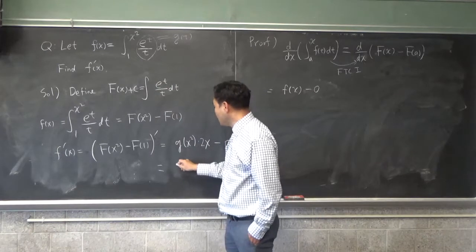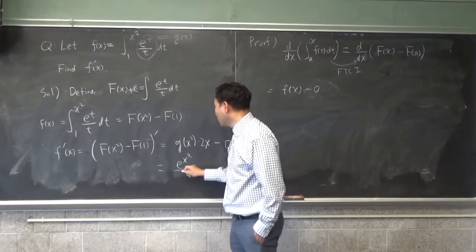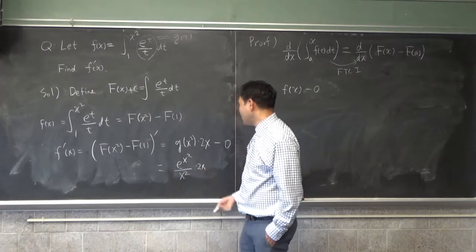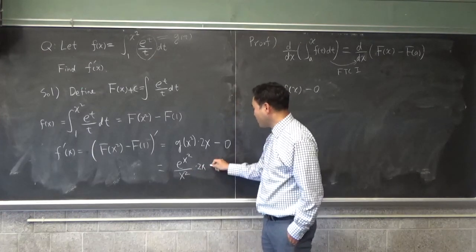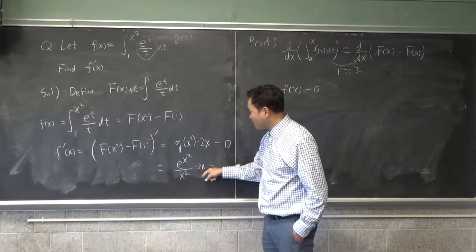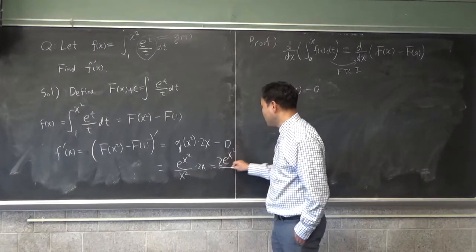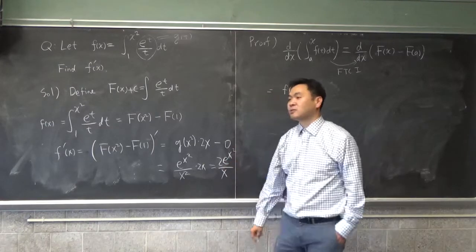So it's e to the x squared over x squared times 2x. And it's a choice to simplify, but if you cancel the x's, one of them, you get 2e to the x squared over x. So that's the final answer.